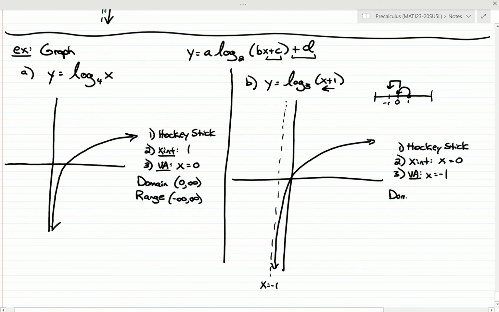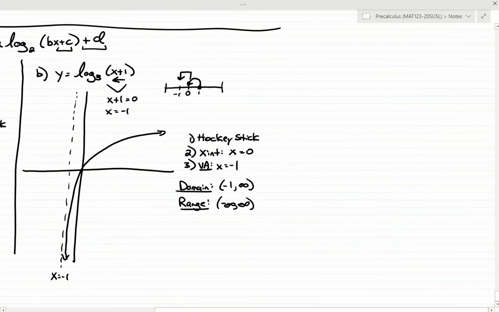As far as our domain here, well, we can't have this be 0, right? So if x plus 1 is equal to 0, x has to be bigger than negative 1. We could plug in any number from negative 1, not including negative 1, so bigger than negative 1, up until infinity. And our range, looking at the graph, would go from negative infinity to positive infinity.